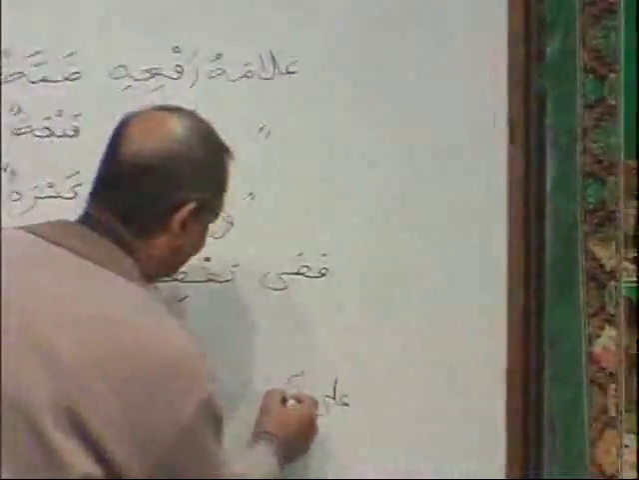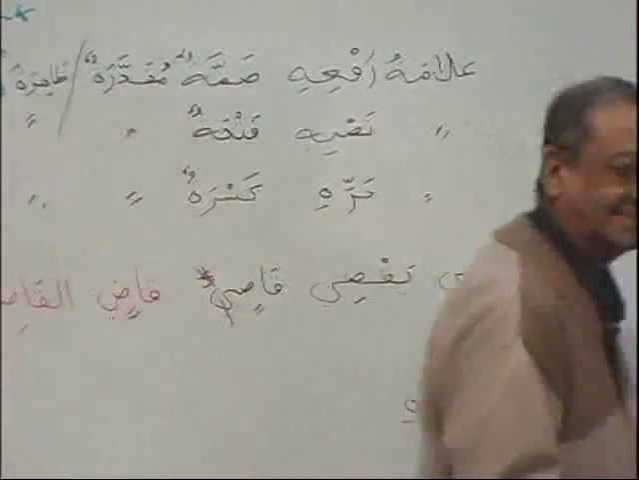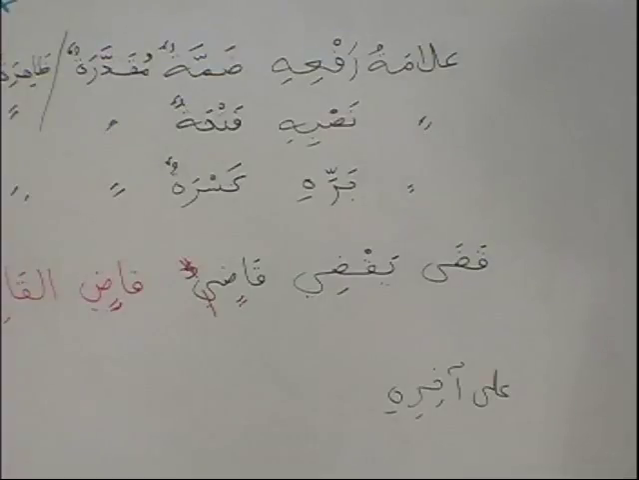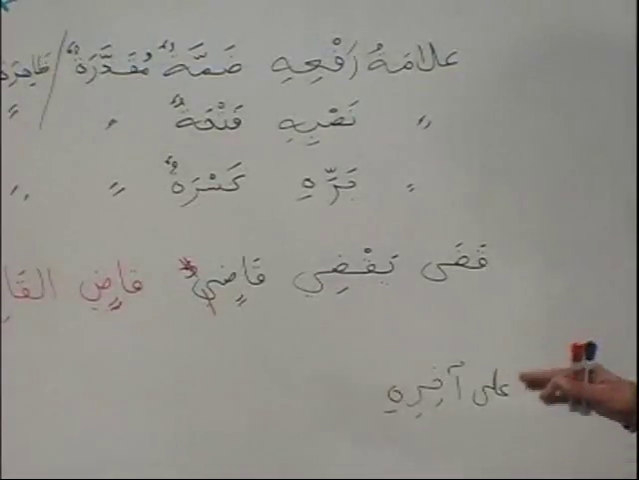Now sometimes people write like this also, brothers and sisters. What did I write down? Ala akhirihi, means at the end of it. If you want, you can add it. So you will say, fa'ilun marfu'un, alamatu raf'ihi dammatun muqaddaratun ala akhirihi. You can say it if you want to. But if you don't want to write it, it's perfectly all right. Dr. Abdur Rahim did not write it. But I have seen in other places sometimes people write it. But it's easy, and it makes sense.